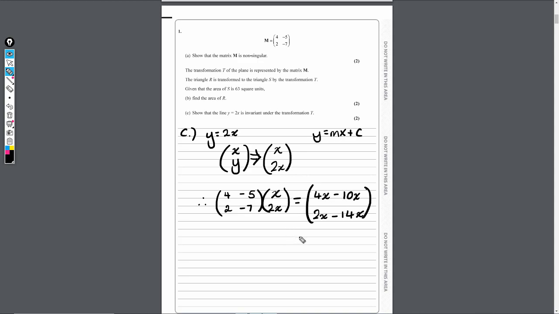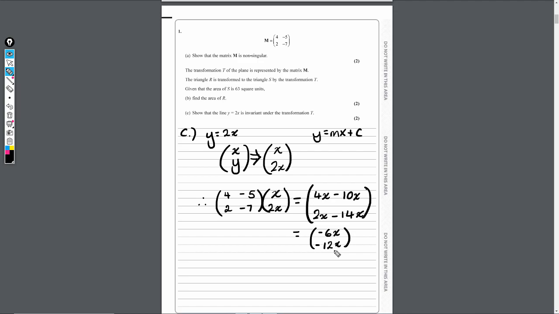Okay, so now let's calculate this. 4x minus 10x, that would be minus 6x, and 2x minus 14x, that'll be minus 12x. Okay, so this is good here. We've shown, or we've not shown just yet, we need to mention a little comment, but we've got the idea now that this point here is 2 lots of this here.